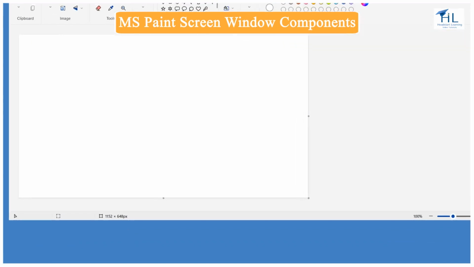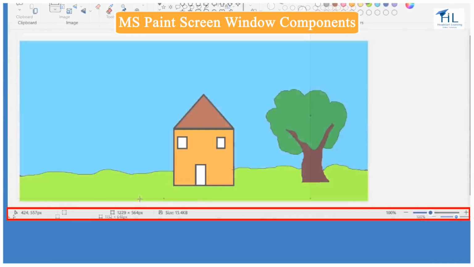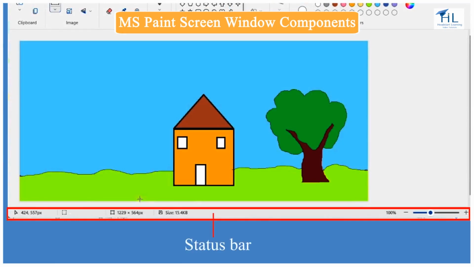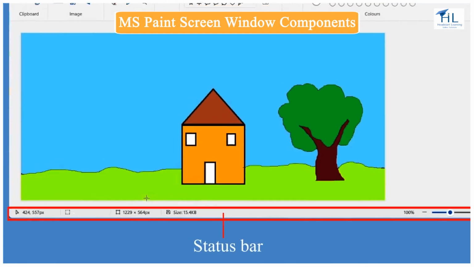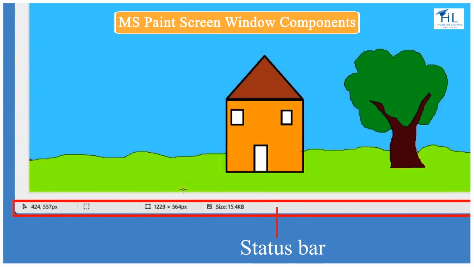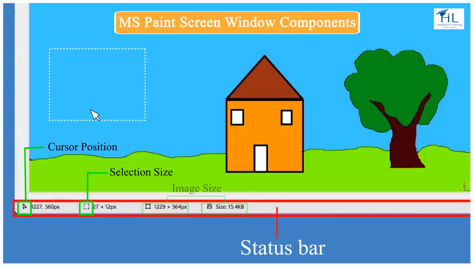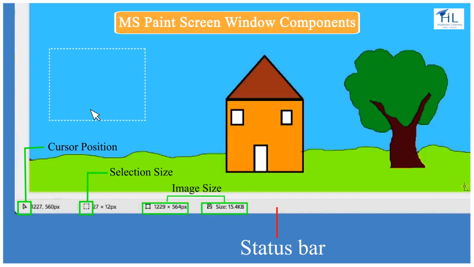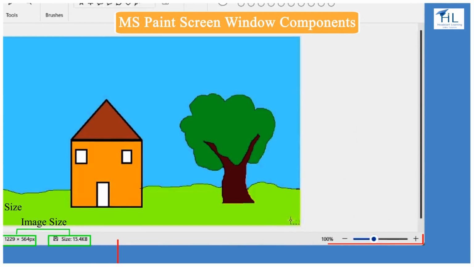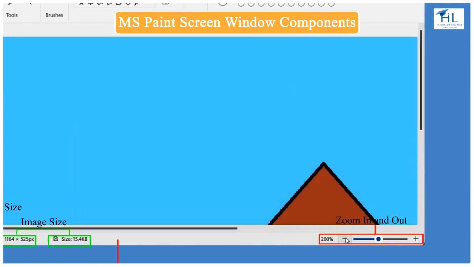Right at the bottom of the Paint window is the status bar. On the status bar, you can view image details in the following order: cursor position, selection size, image size. On the right side of the status bar, we have zoom in and zoom out options.